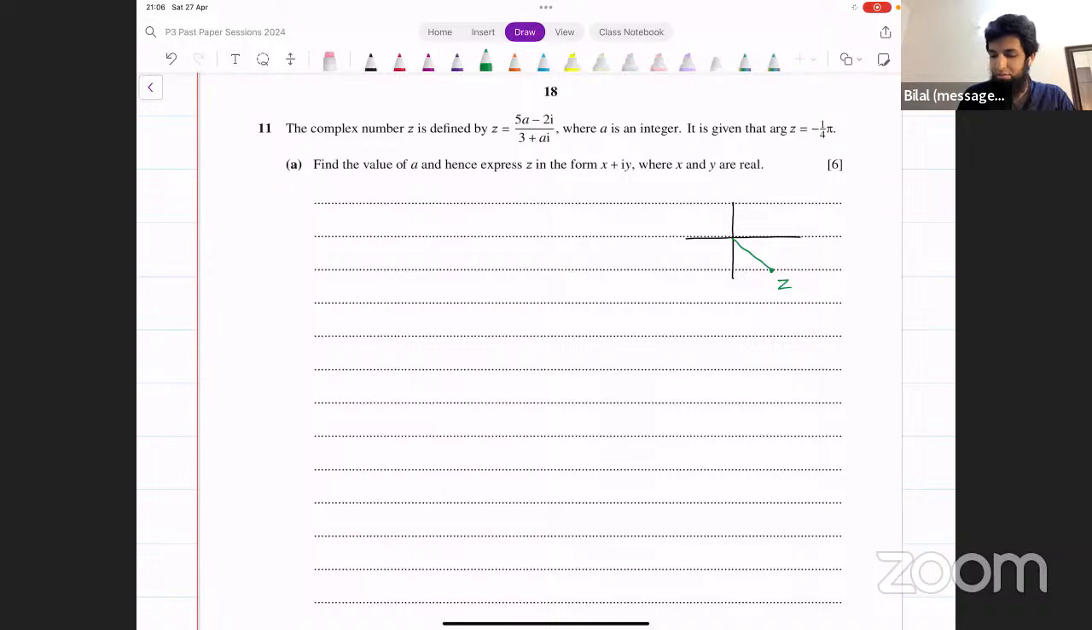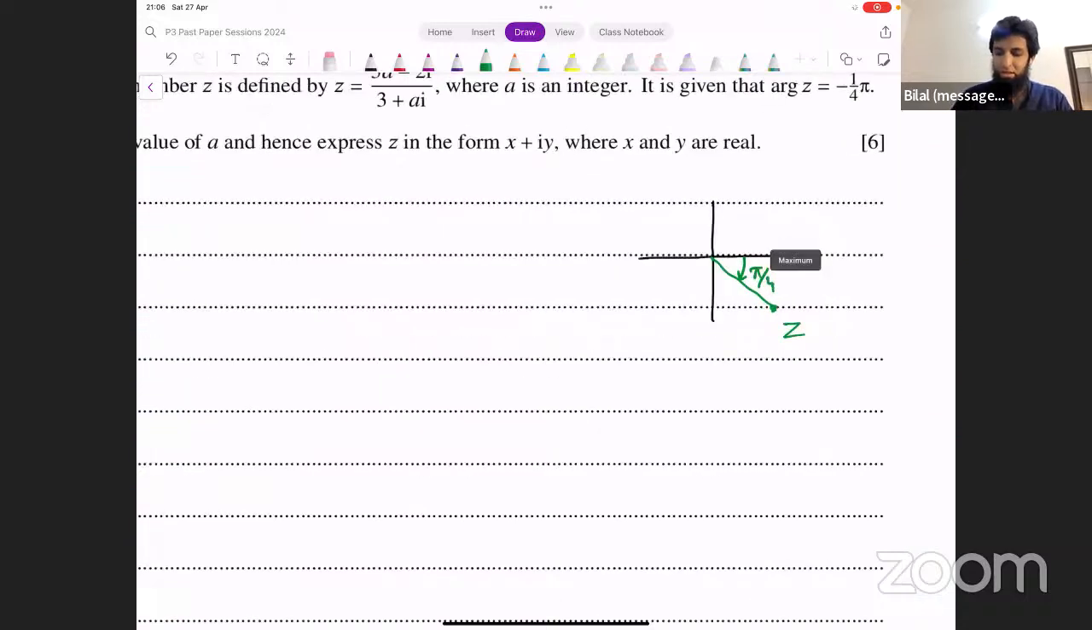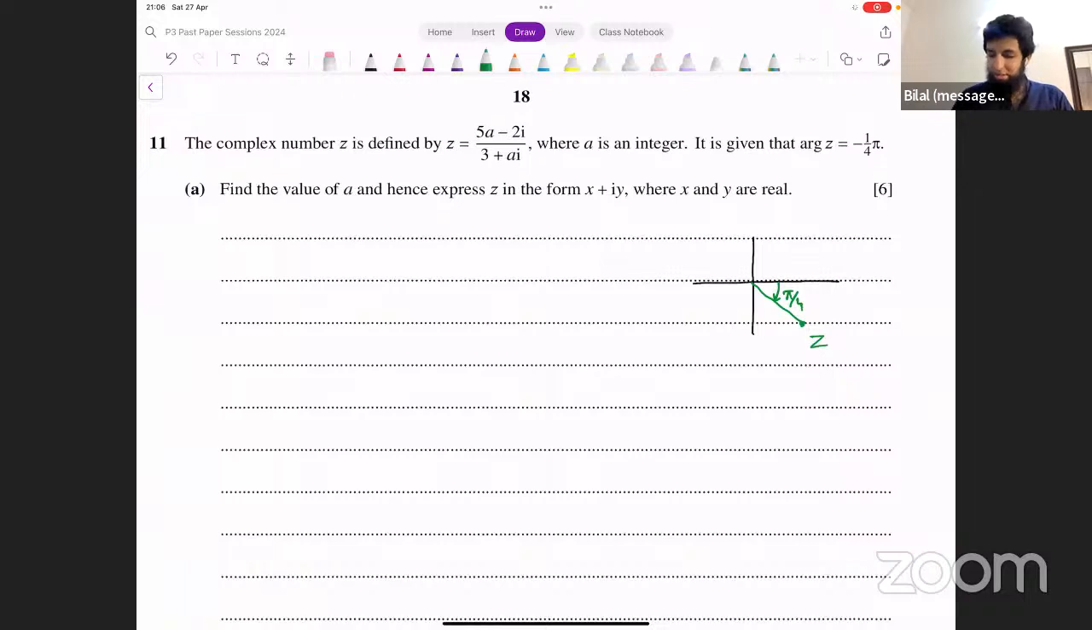And now what's the angle? Minus pi over 4. Now that's an important angle. This angle is pi over 4. Pi over 4 means 45 degrees. What that means is the real part of this point z, this is the real axis, this is the imaginary axis. Since the angle is pi over 4, whatever is the real part here and whatever is the imaginary part here, their magnitudes are supposed to be equal to each other, right? Because it's a pi over 4 line, 45 degree line.